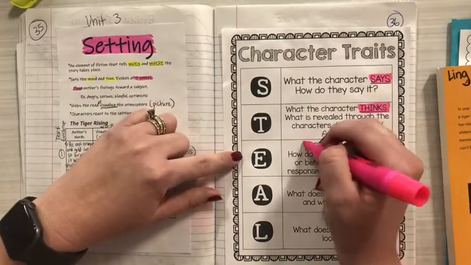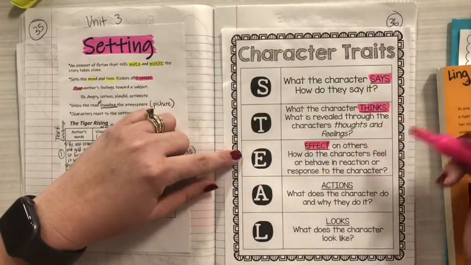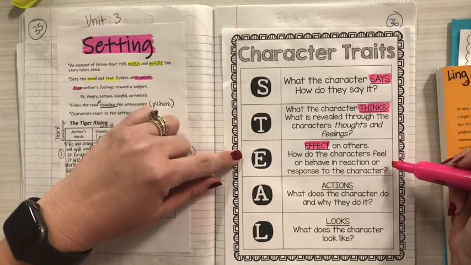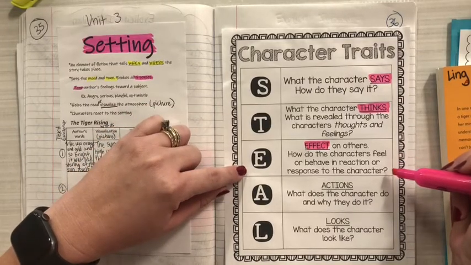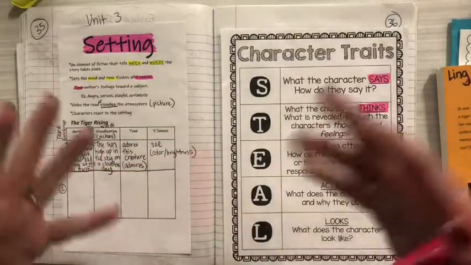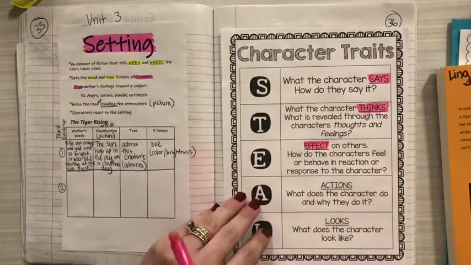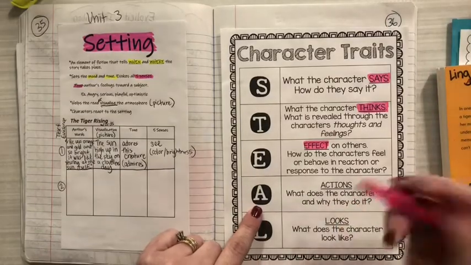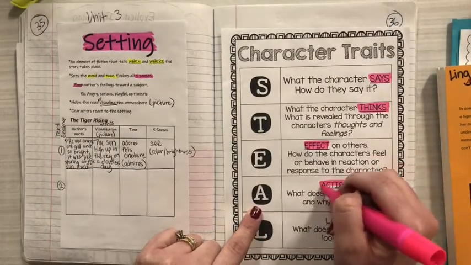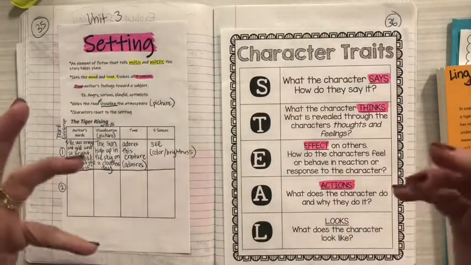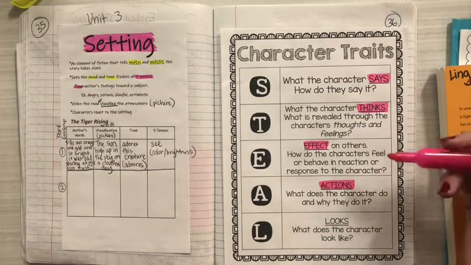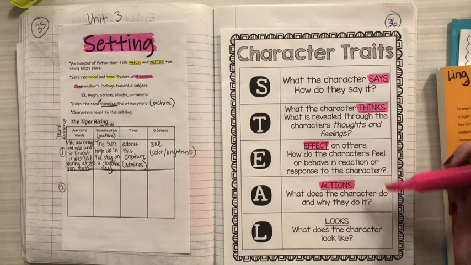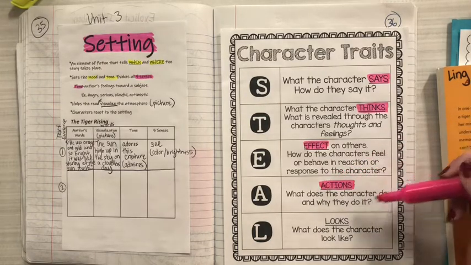The E is the effect. So the effect on others, and how do the characters feel or behave in reaction or response to the character. So this is that ripple effect: a character's action and then what happens as a result of that. The next is the actions themselves. So what are they actually doing in the story that will tell us a little bit more about who they are, the decisions that they're making. So what does the character do and why?